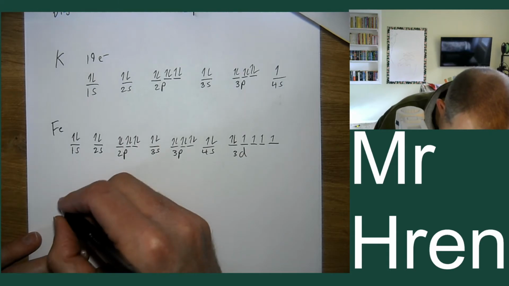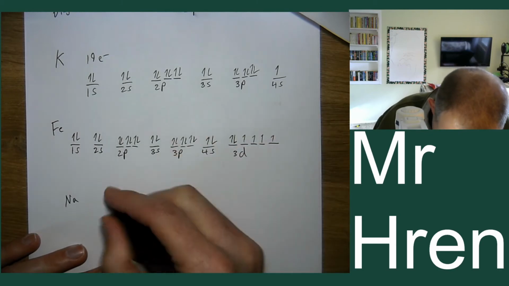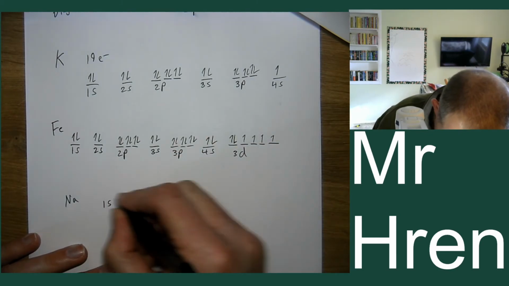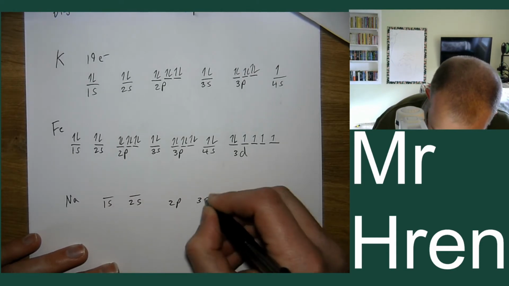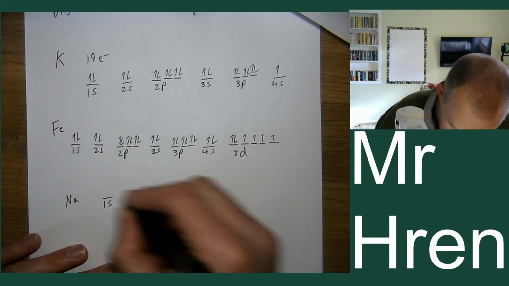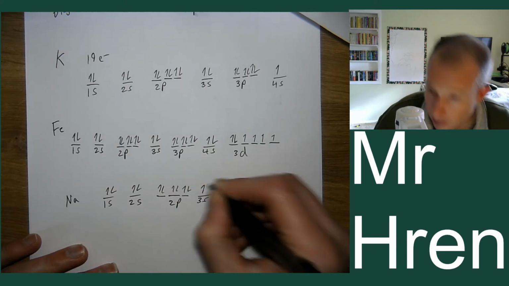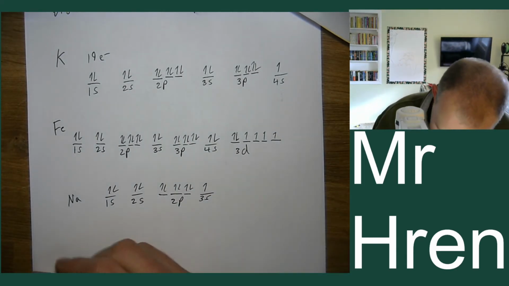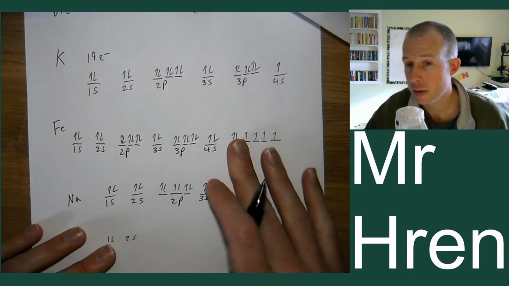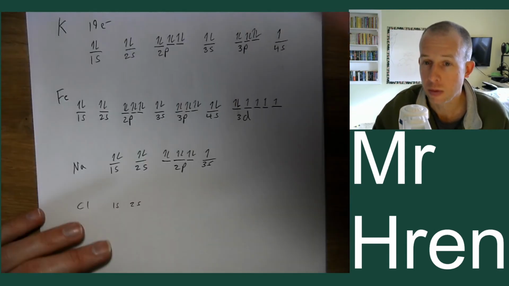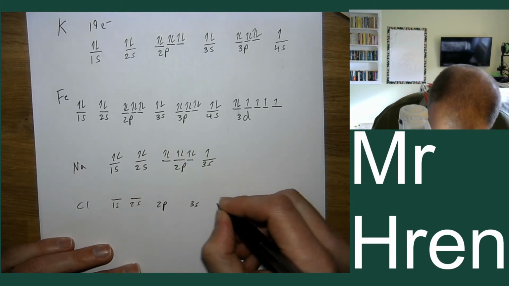The basic idea is this. So if you think you've got sodium, its highest energy sublevel, I'll just write the whole thing so you don't get confused. 1s, 2s. So that's sodium. And then chlorine over here would be 1s, 2s, 2p, 3s, 3p.